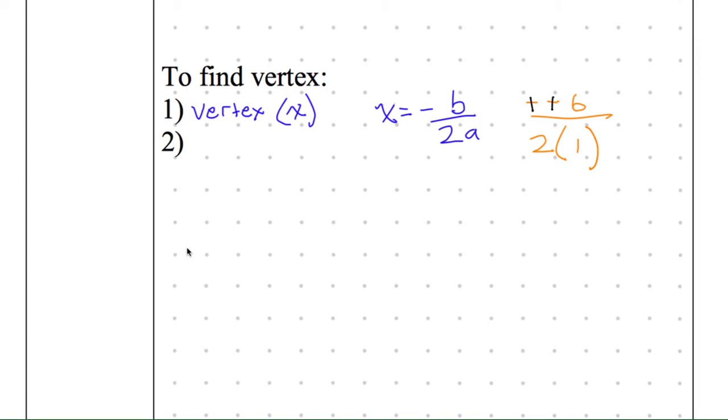All right, and Beverly, that's an easy step. Can you just simplify it for us, please? 3. Yeah, 6 divided by 2 is indeed 3. That is the x-coordinate of the vertex. I now need to find the y-coordinate of the vertex.